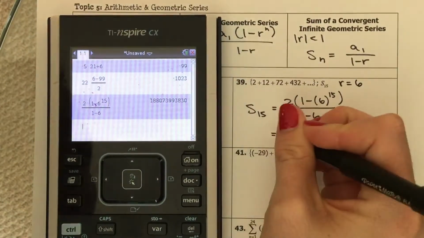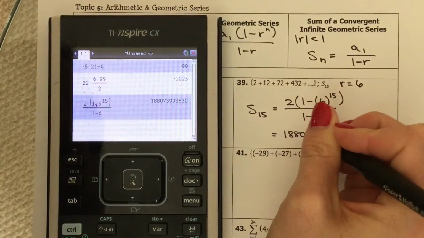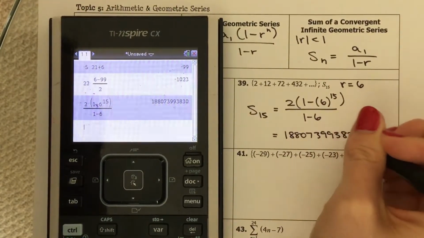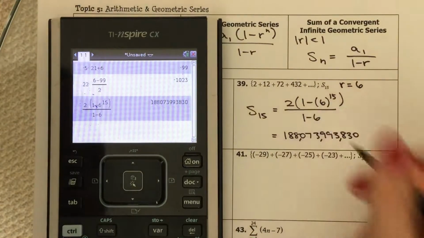Very large number. Let's see, 18807399383. Okay, 3, 3, 3. There we go.